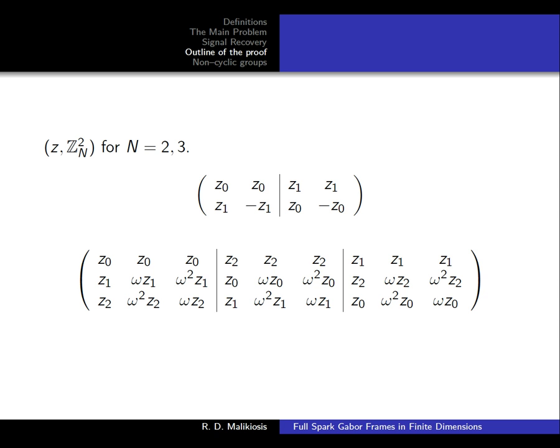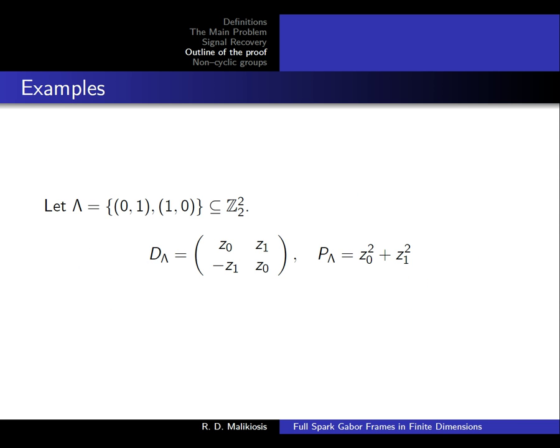Like here, first we put the columns that have no time shift, then z naught is shifted to the first row, and then z naught is shifted to the second row. This is what we'll do in all matrices. So we have some sort of canonical order for how to write the columns. For example, this 2 by 2 matrix that corresponds to this time frequency shift is this one, z0 squared plus z1 squared, non-zero.